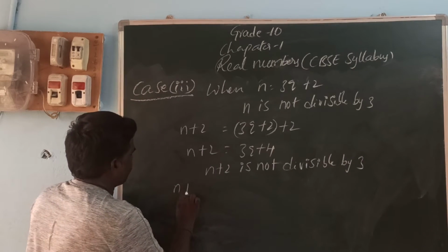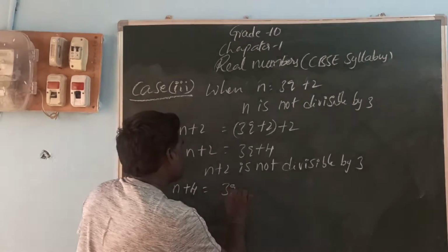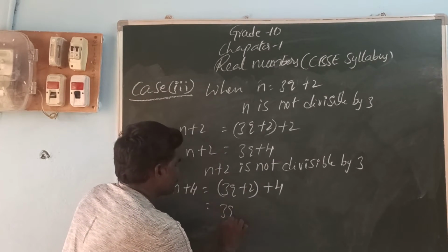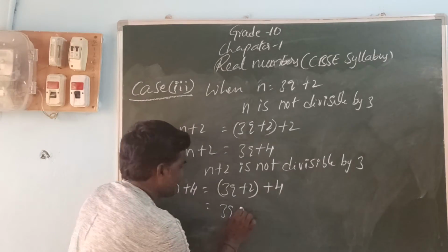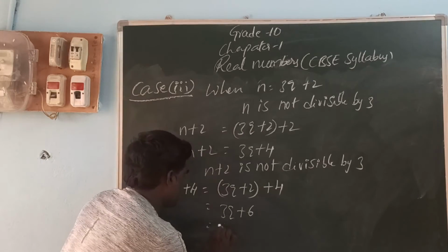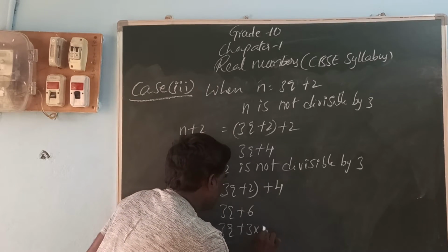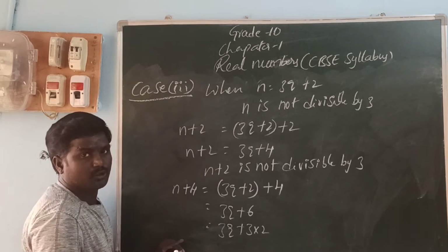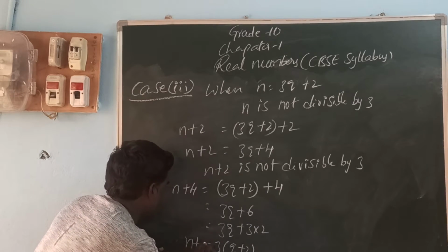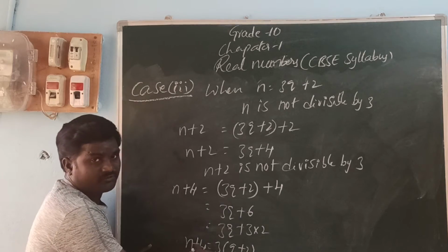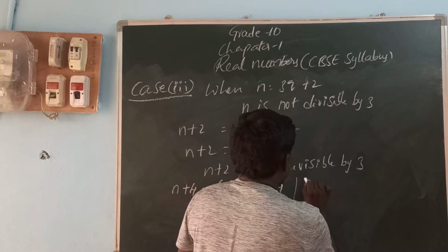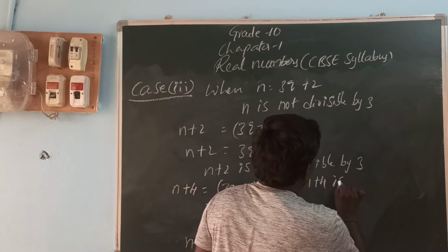Next, n plus 4, that is equal to 3q plus 2 plus 4. So 3q plus 2 plus 4, how much? Plus 6. That is 3q plus 6. 6, how can you write? 3 twos are 6. So that is 3q plus 3 into 2. So in this, what is common? 3. So that is 3 of q plus 2. So n plus 4 is a multiple of 3, and a multiple of 3 is nothing but divisible by 3. So therefore n plus 4 is divisible by 3.